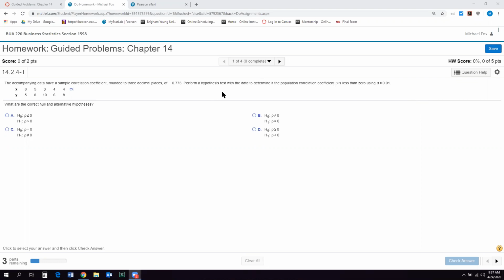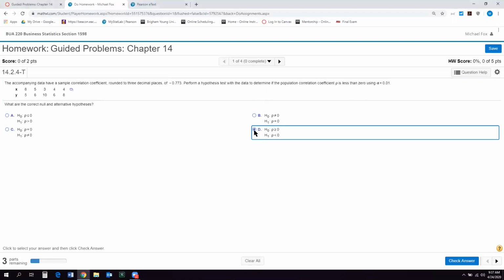So we're doing this hypothesis test with the data to determine if the population correlation coefficient is less than 0. That's what we're testing for, right? Is it less than 0? So that would be our alternative hypothesis, that it is less than 0. So I think our null is that it's greater than or equal to, and our alternative is less than.